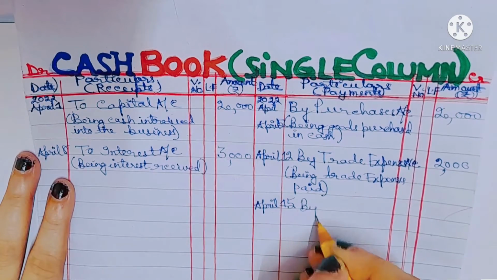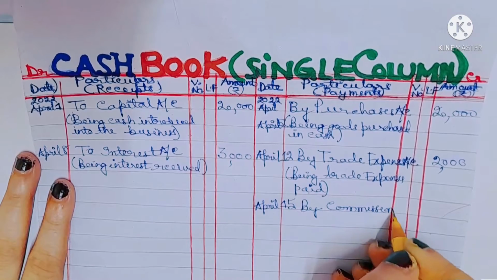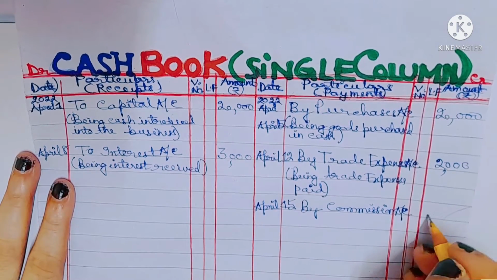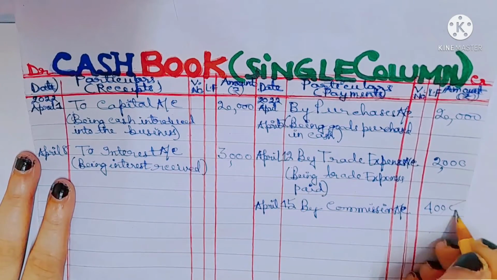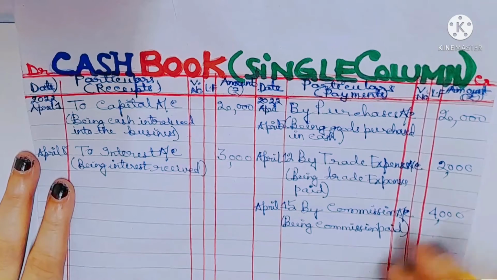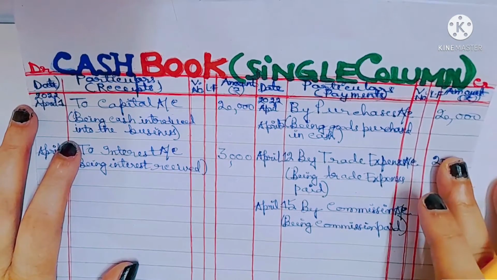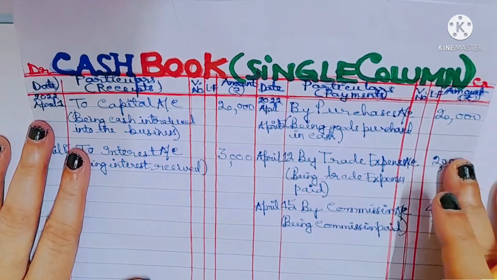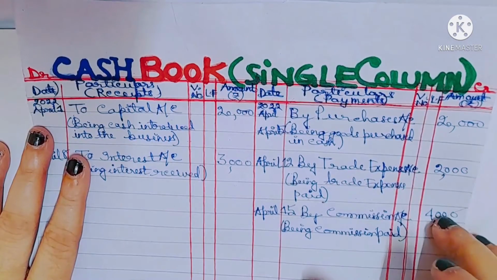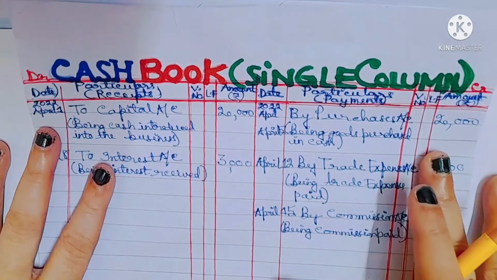By commission account. What is the amount of commission? 4,000. Being commission paid. Okay. Moreover, cash book is a real account. According to real account, what goes out is credit. Here, when commission is paid, cash goes out from the business. So 4,000 will be credited. Understood? Let's see the next transaction.